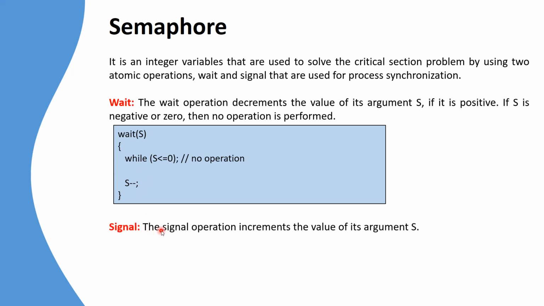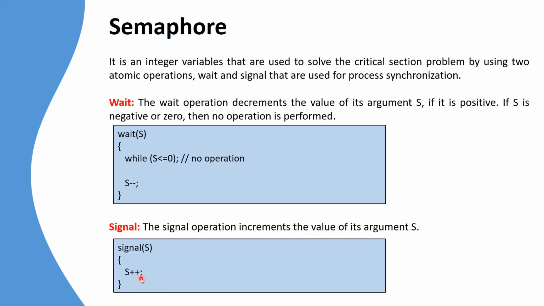The signal operation increments the value of its argument s. So the semaphore variable s will be incremented. We can understand using this particular code. Signal s: the semaphore s is having a value, and that will be incremented by using this operation. So whenever a process enters, it executes the wait operation. When it exits, it executes the signal operation. So this is the process that is being followed. Process enters the critical section, execute wait. Process comes out of the critical section, execute signal.